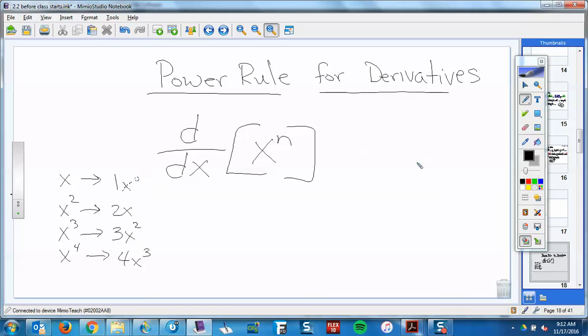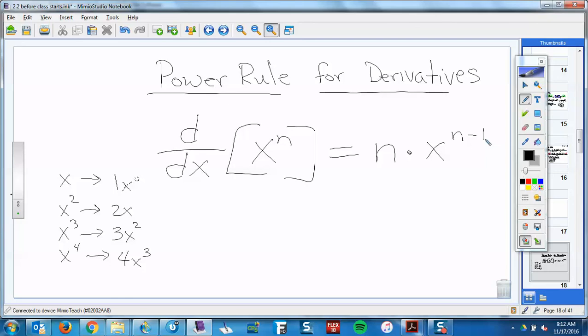Okay, so what's the rule? Let's finish it. If you have x raised to the power n, what's the derivative of that? n times x to the n minus 1. So what we're saying is you're going to bring that power down in front. So it's x to the 4th. We're going to bring that power down in front, and we're going to drop the power by 1. And that is one of the coolest rules that there ever is.